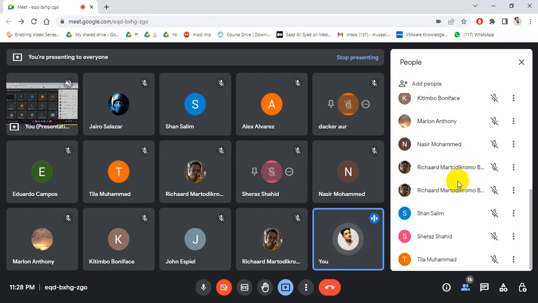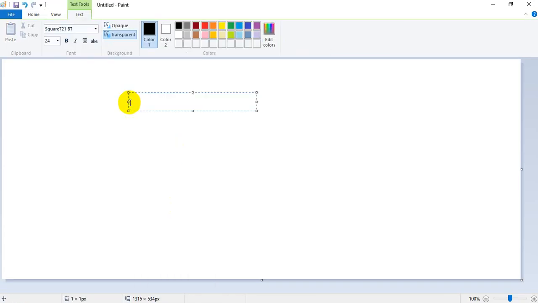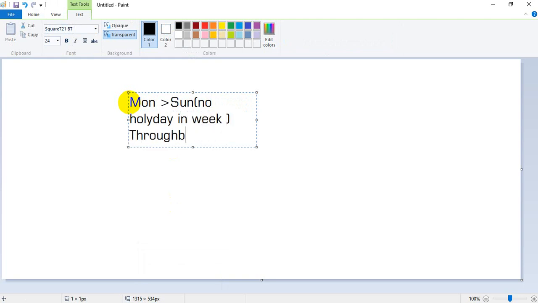And remember that tomorrow you all should come in the session, because let me tell you the timetable. From Monday to Sunday, no holiday in the week. Throughout all week, you should take the classes.